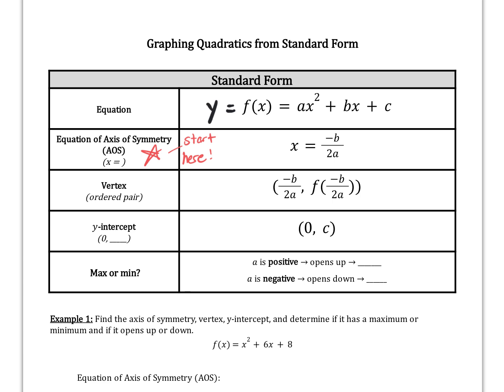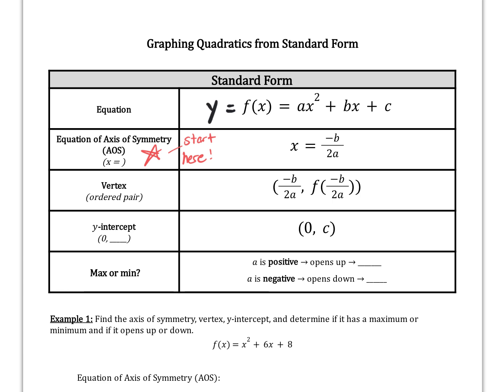Now, notice when I'm looking at this equation here, x equals opposite b over 2a. The reason why I say opposite b is because if this right here is a negative, you're going to put the opposite right here. So pay attention to that sign. If that's a negative, you're going to switch it to a positive. If that's a positive, you're going to switch it to a negative. That's why I like to say opposite b over 2 times a.